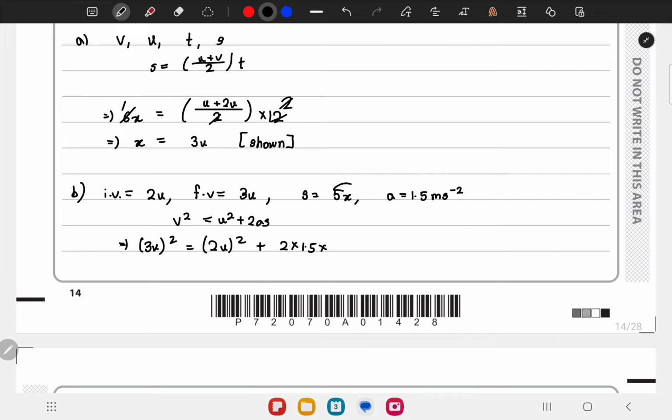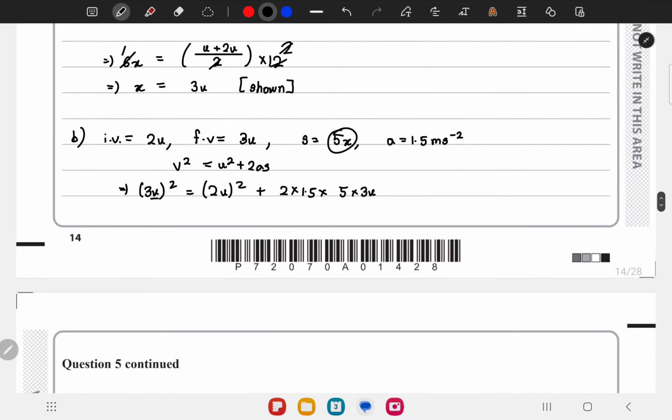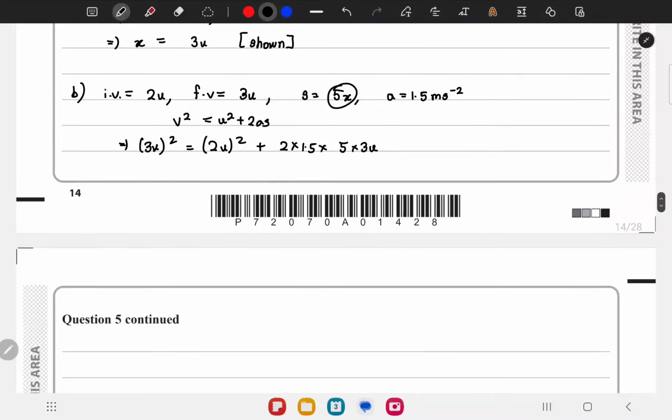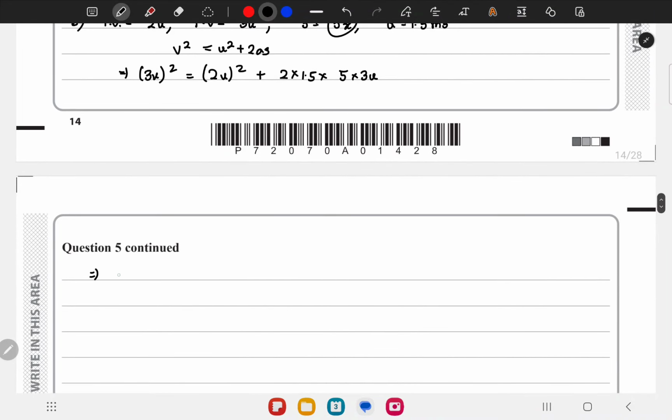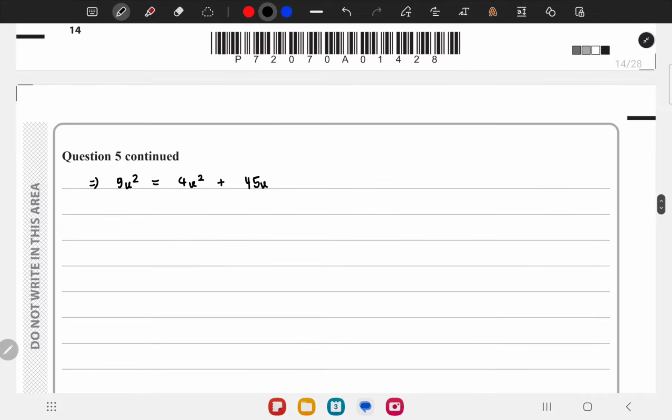The displacement is 5x. Instead of writing it 5x, we can use this over here. So 5 times 3u. So we'll have only one variable over here. If we had x, we'd have two different variables in one equation, so we couldn't solve it from there. So we'll straight up put 3u over here instead of x. On the left we have 9u square. Over here we have 4u square plus 45u.